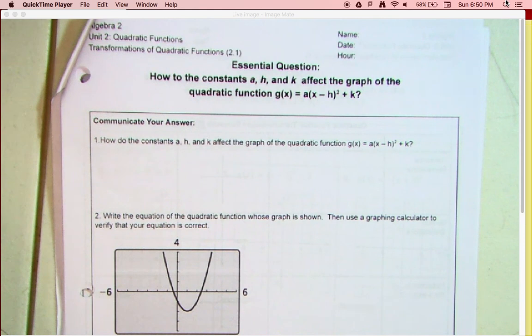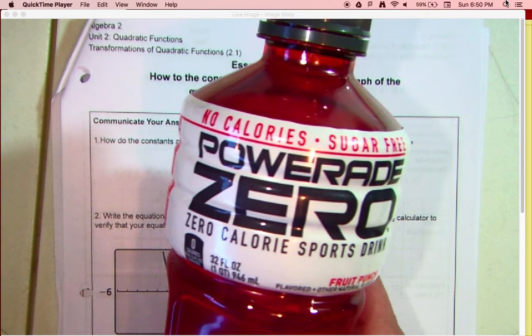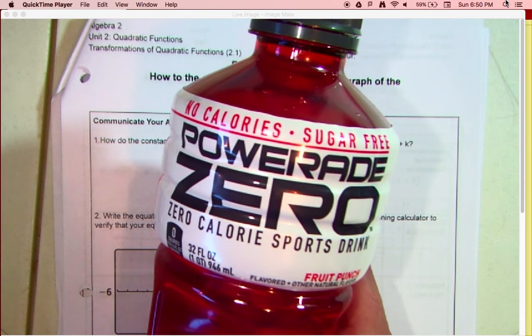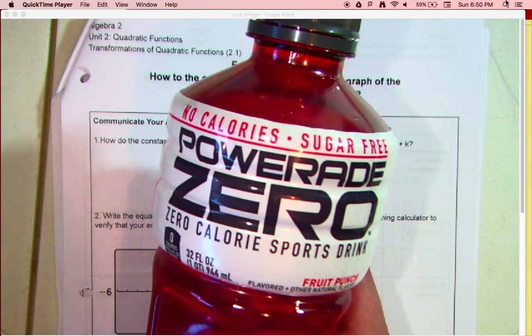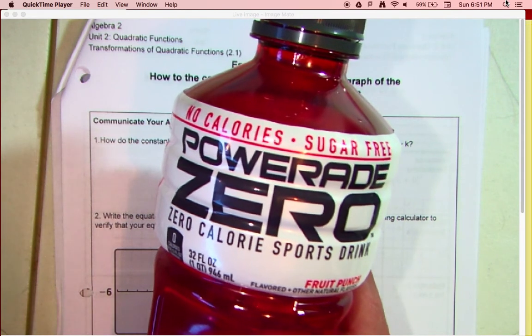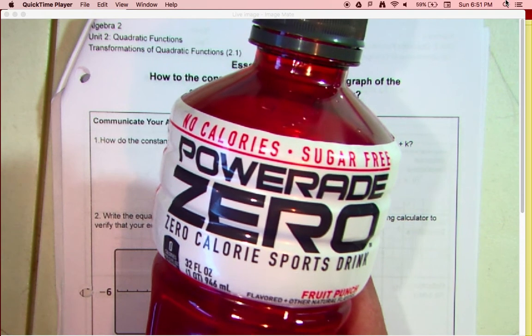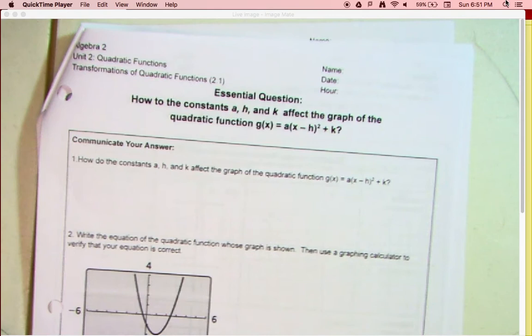But before we begin, I would just like everyone to know that my favorite drink to drink on a Sunday night is Powerade Zero. My favorite drink. Just in case that comes up in some type of video check. Powerade Zero. Good.